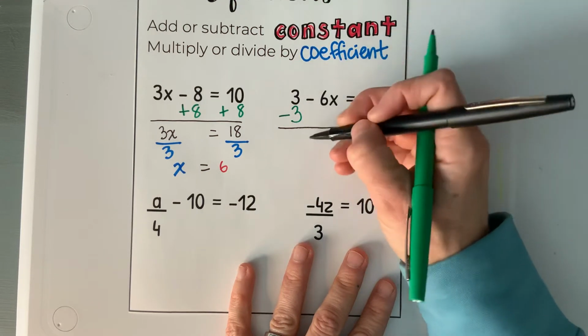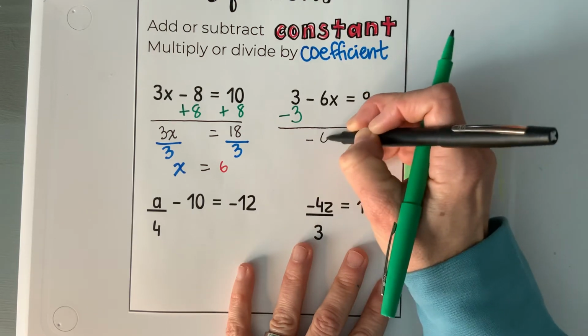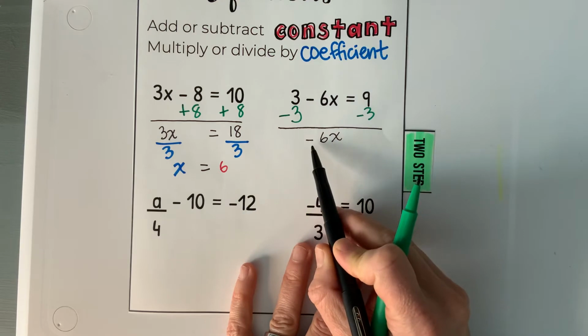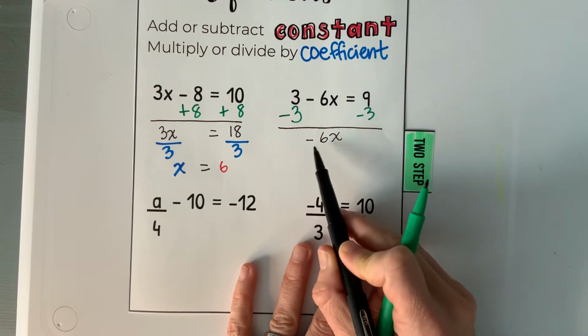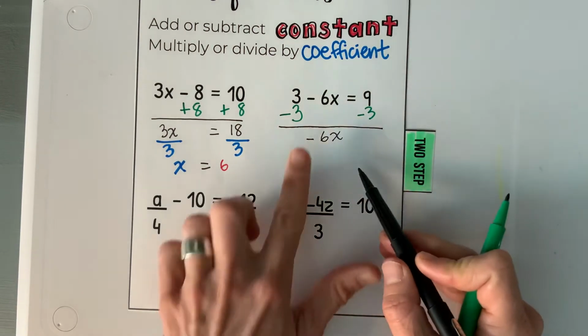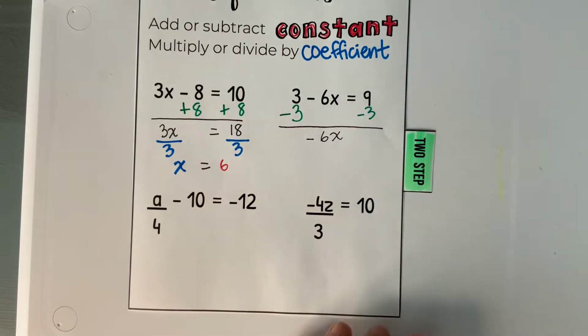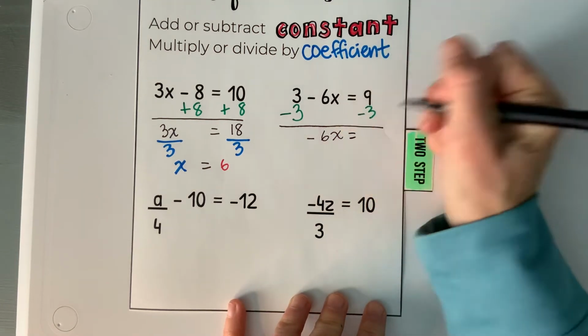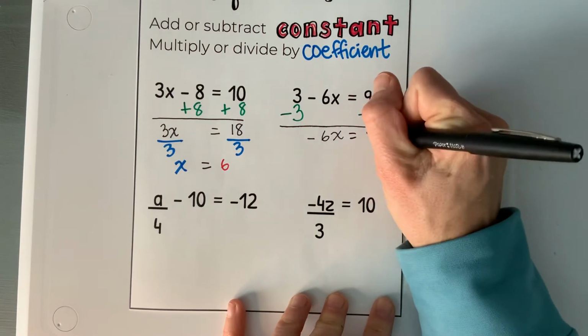I need to bring down minus 6x. Now, don't forget to bring down that subtraction sign. I see this error all the time. Students will leave it hanging up there, and then they bring down just a positive 6x, which means you're going to get the wrong sign. And that is equal to 9 minus 3, which is 6.